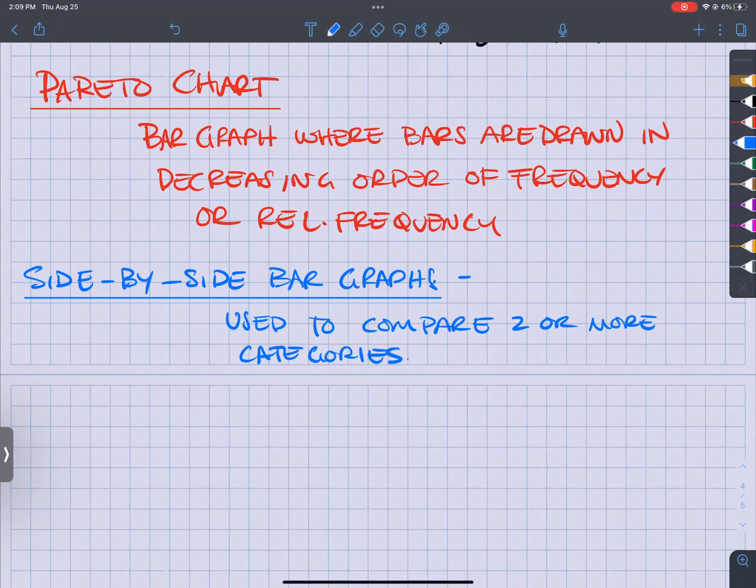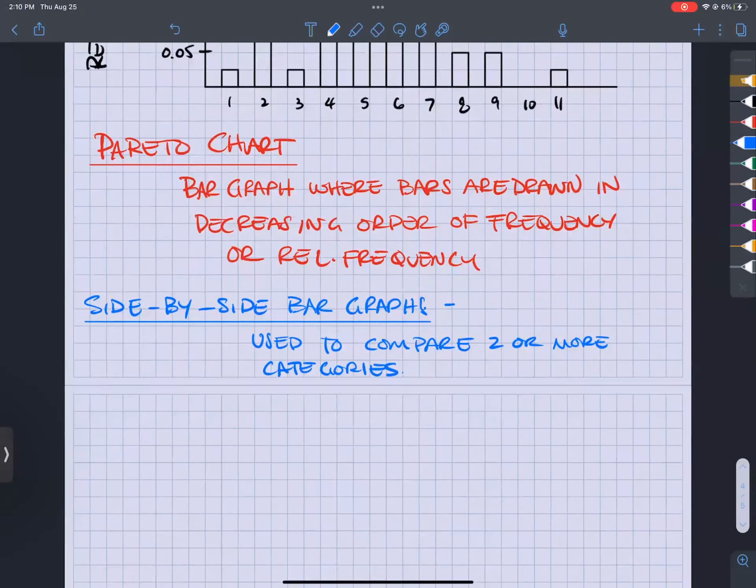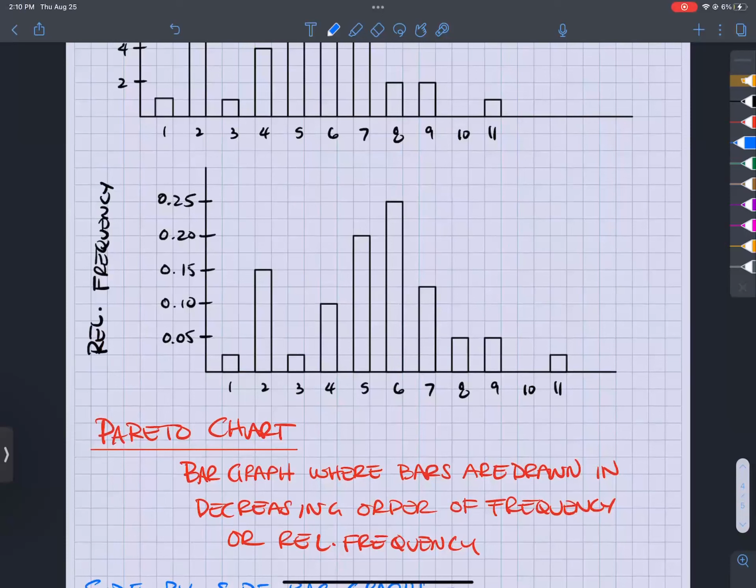I'll call them categories, right? So one that they like to compare would be, hey, look at the graduation rates today versus 10 years ago, because technology is coming in. What's happening with that? Or look at the graduation rate before the pandemic and during the pandemic. They want to compare those two to see what has happened and so on and so forth.